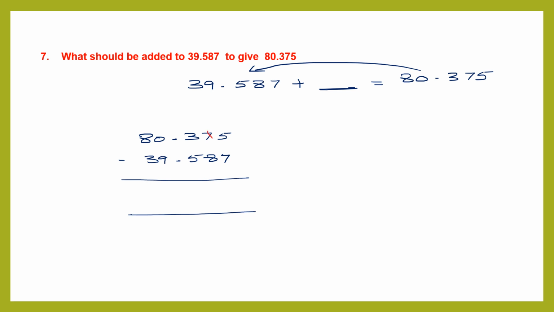5 minus 7 we can't do. Let's borrow. So that's 15 minus 7. 15 minus 7 is 8. Now 6 minus 8 again we need to borrow. So 16 minus 8. 16 minus 8 is 8. Now 2 minus 5 we're going to borrow from 8 here. So that becomes 7. This becomes 10 and then 9 and 12. 12 minus 5 is 7. Let's put the point. 9 minus 9 is 0. And 7 minus 3 is 4. So what is our answer? 40.788.